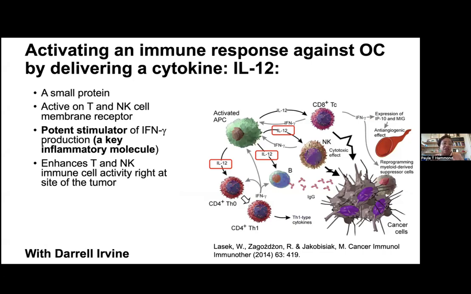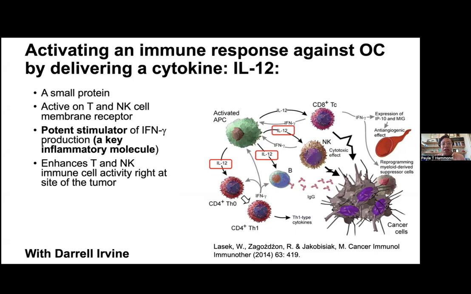IL-12 is one of these cytokines. It's very potent. And when it is active, when it actually interacts with an immune cell, it produces interferon gamma. That's a really major inflammatory molecule that actually recruits additional immune cells to the site. So even though there are only a few immune cells present in ovarian cancer, we might be able to stimulate those immune cells to generate interferon gamma and bring more immune cells there.